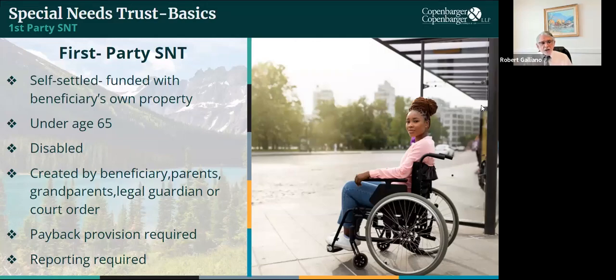And there are strict reporting requirements that have to be complied with, and the reporting requirements are to the Social Security Administration and to the Department of Health Services, because they're the ones that manage the Medi-Cal services in California.